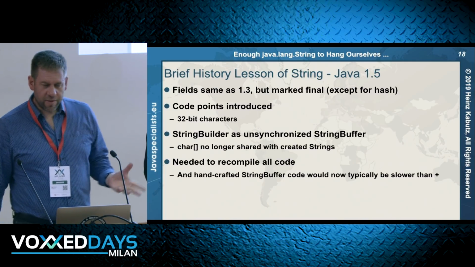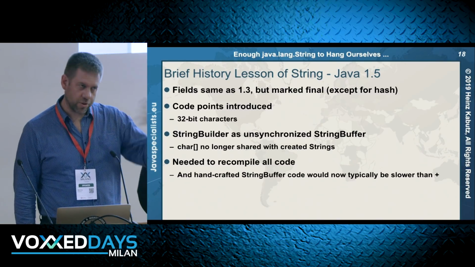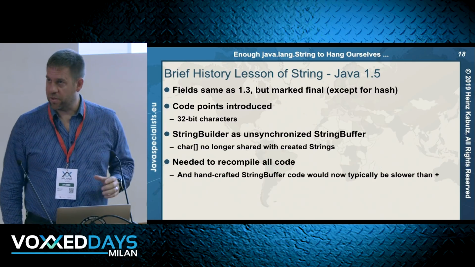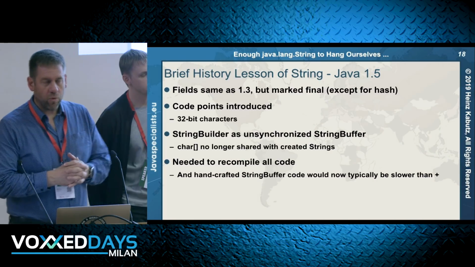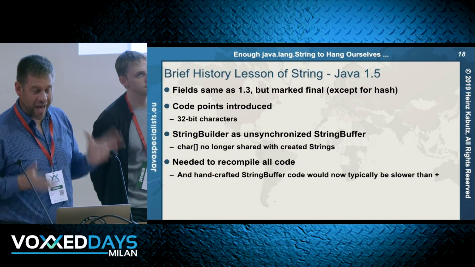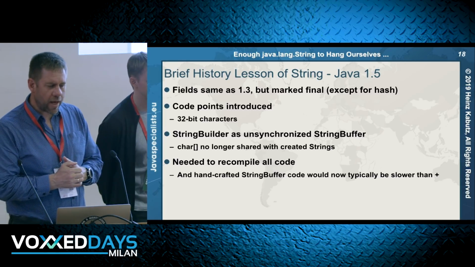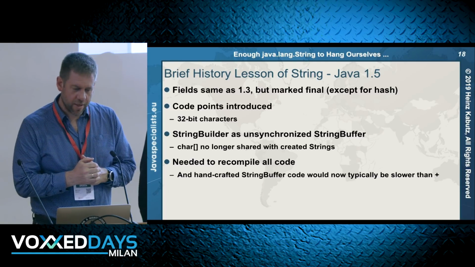In Java 5, the fields are the same as Java 1.3, but they mark them final, except for the hash, which, one should always try and mark fields final where you can. And they had code points, so a character could actually be a combination of 2 characters. We also had the StringBuilder, which was an unsynchronized version of the StringBuffer. And the char array would no longer be shared with created strings.